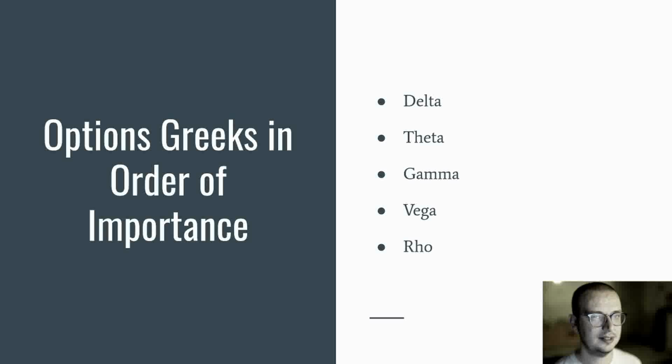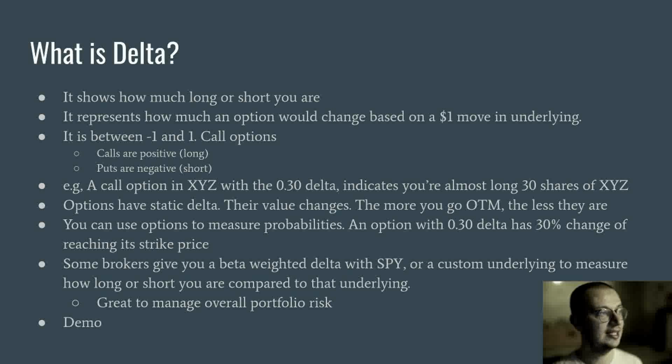These are the most common option Greeks that you see with every option contract. I have placed them in the order of importance: delta, theta, gamma, vega, and rho. I personally don't use vega and rho at all, and I barely look at gamma, but for me delta and theta are really important. So in next slide we'll talk about what a delta is.